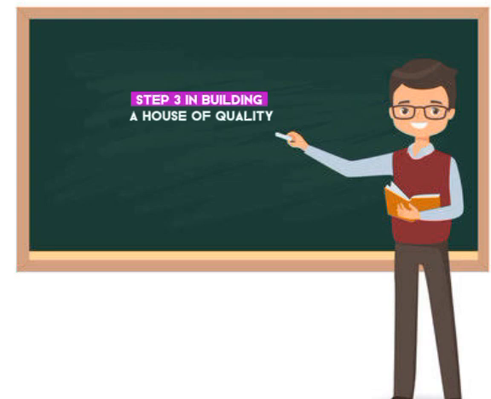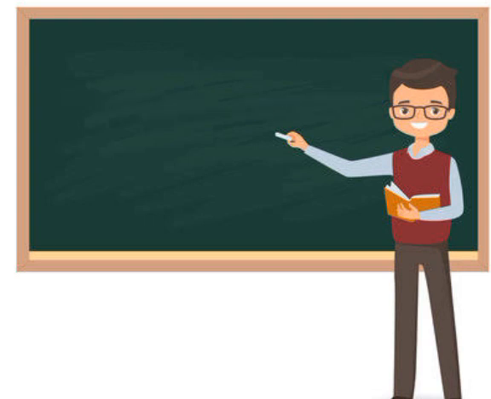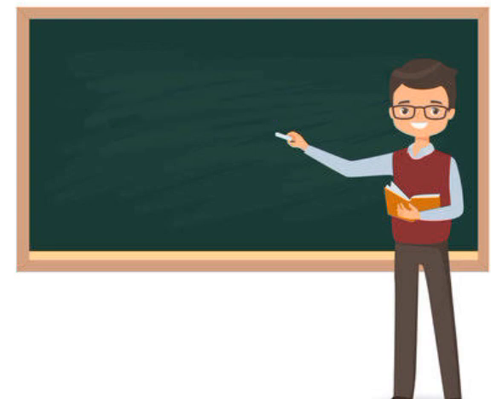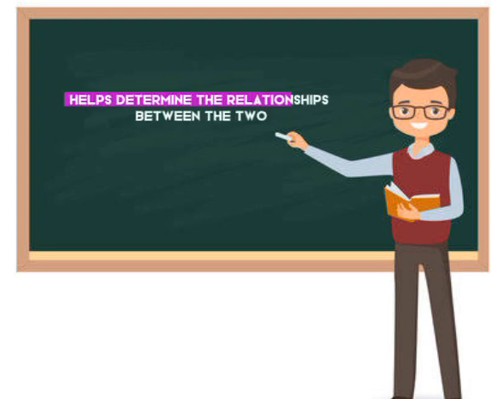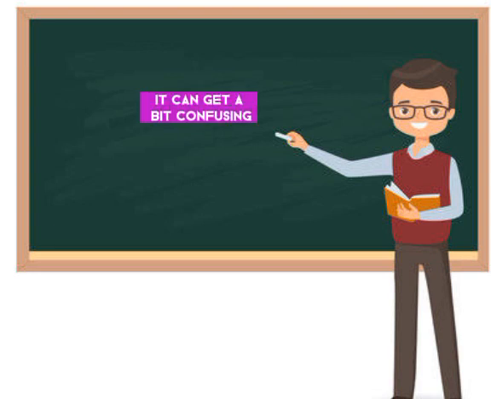Step 3 in building a house of quality involves developing a relationship matrix between the customer requirements, the whats, and the technical descriptors, the hows. This matrix helps determine the relationships between the two, as each customer requirement can affect multiple technical descriptors and vice versa. It can get a bit confusing, but it's important for understanding how the different aspects of the product interact with each other.